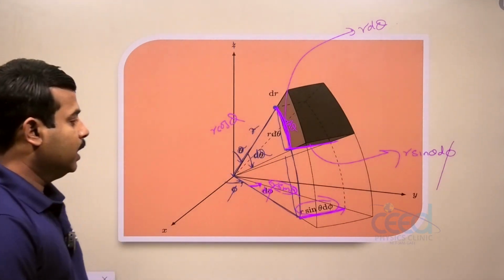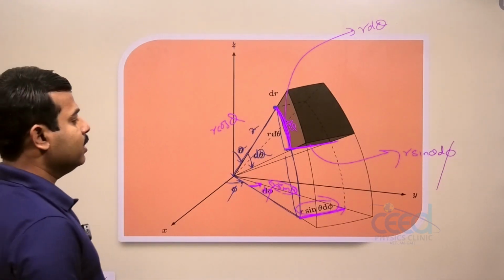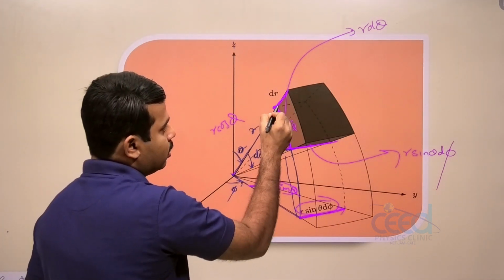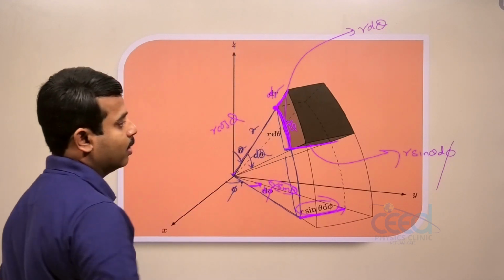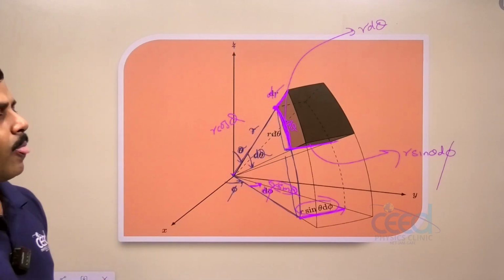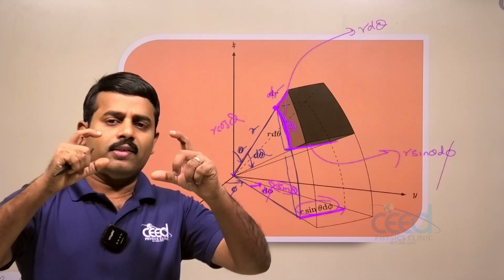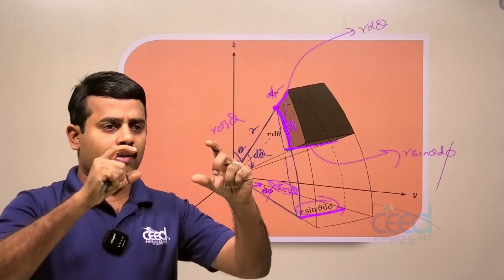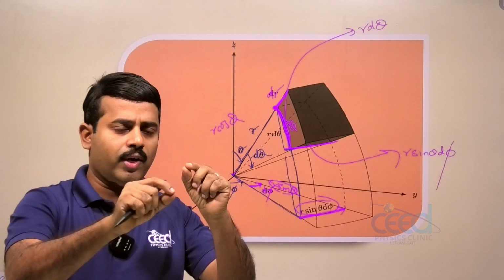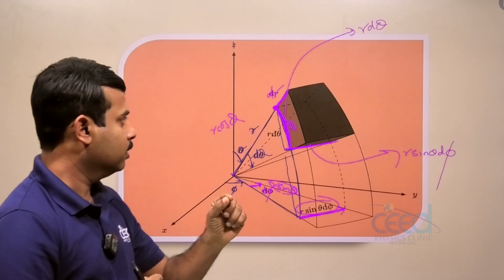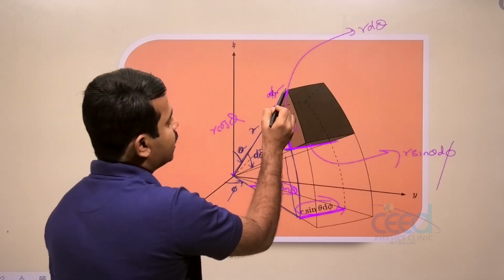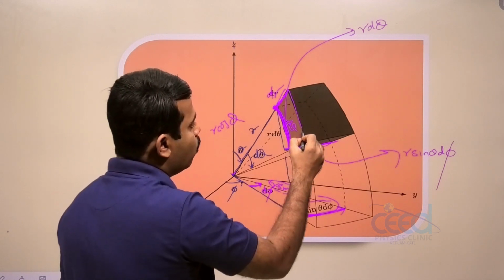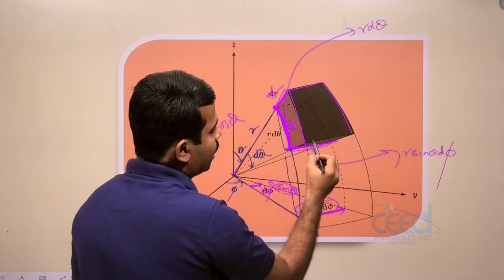Now r, I am increasing in this direction, dr increased here. So what I have done is take a fixed point r, theta, phi, then increased a small d theta, a small d phi, and a small dr. Because of that, this part, this part and this part increased, and there we created a small volume. This is that volume, right?